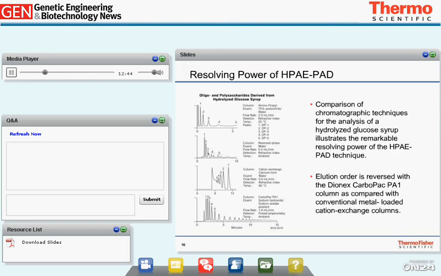Comparison of chromatographic techniques for the analysis of hydrolyzed glucose syrup illustrates the remarkable resolving power of the HPAE-PAD technique. Elution order is reversed with the CarboPac PA1 column as compared with conventional metal-loaded cation exchange columns. We are observing a much higher sensitivity, by a few orders of magnitude.